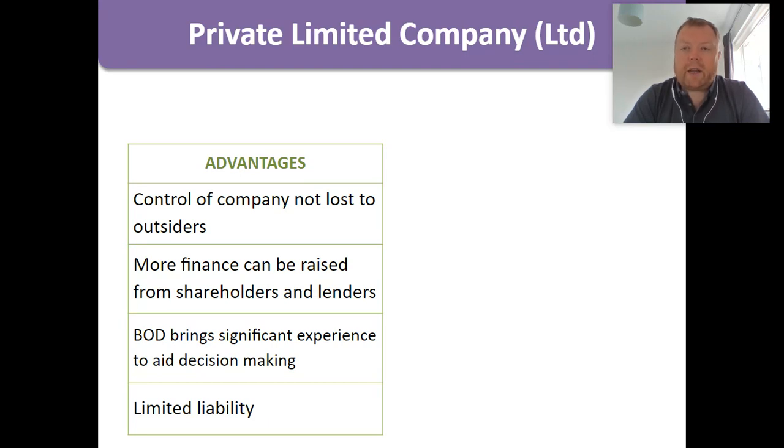You can tell a private limited company because it has the letters LTD after their name. And when you're out on your lockdown walk, you might see some private limited companies, shop fronts or vans driving around.